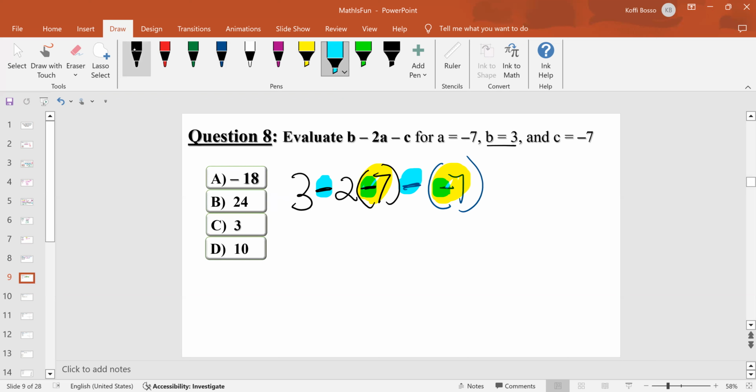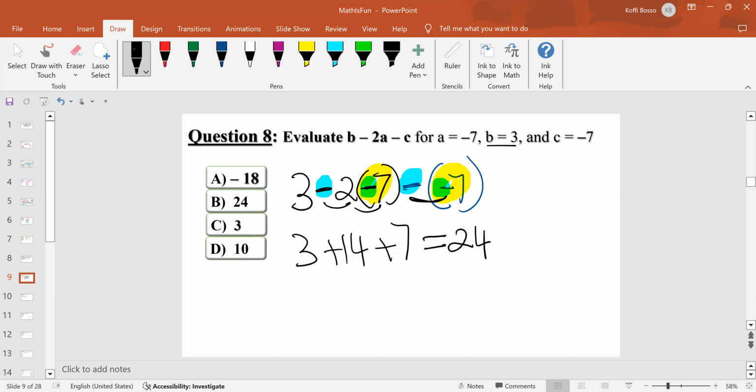Okay, so therefore you work it out, you're going to have a 3 plus 14. Every time you have a negative number times negative number, that turns to positive. Same thing here, negative times negative turns to positive. And if you combine all of these, you get 24. So the correct choice is B.